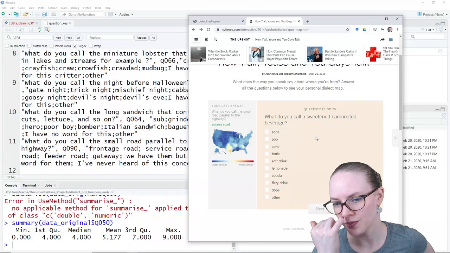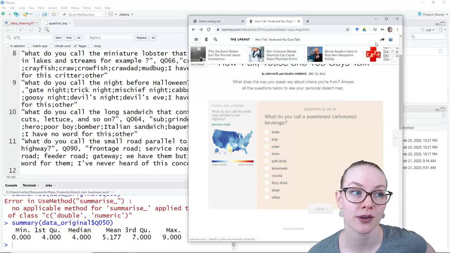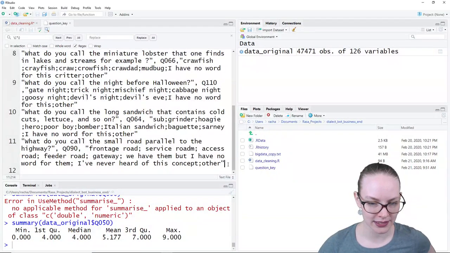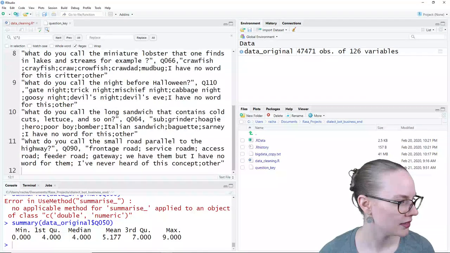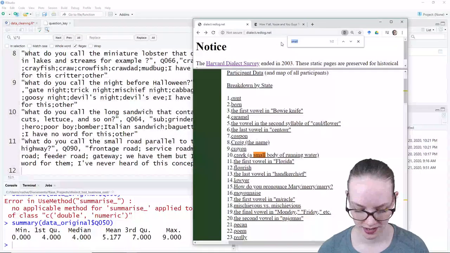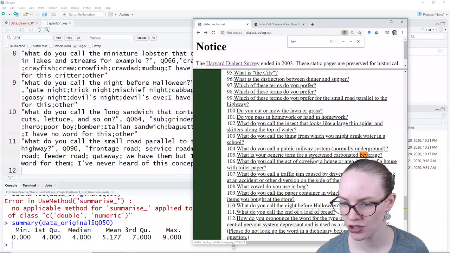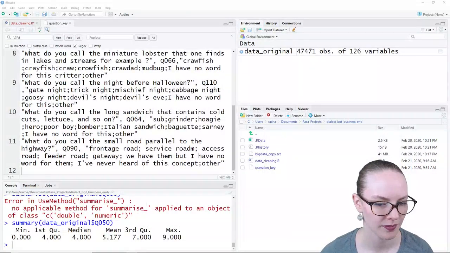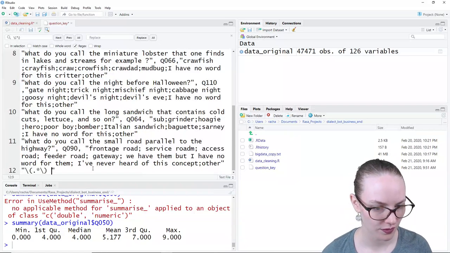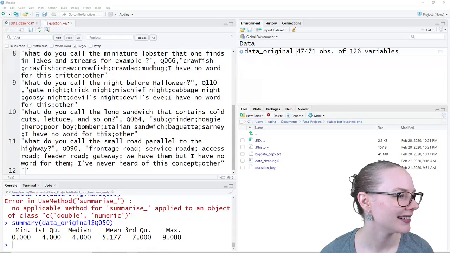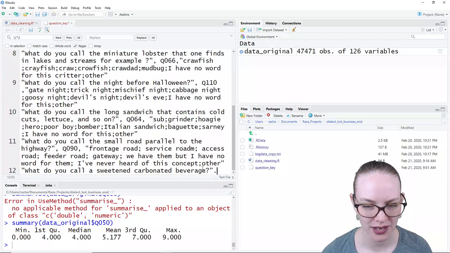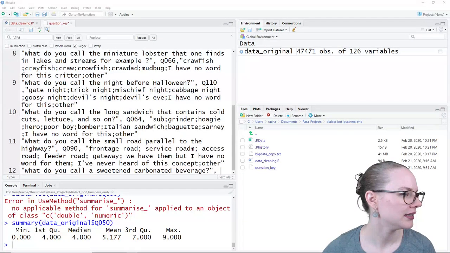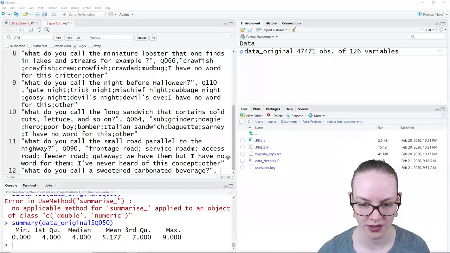All right, what do you call a sweetened carbonated beverage? This is another example of a question that we have in our quiz example. Let's go back, find it in the other one. I'll bring it over so you can see. Beverage, generic term for sweetened carbonated beverage. Nope. And I think I'd probably say soda, but it doesn't bother me if someone says Coke. It's just not what I would say. And that is question 105.